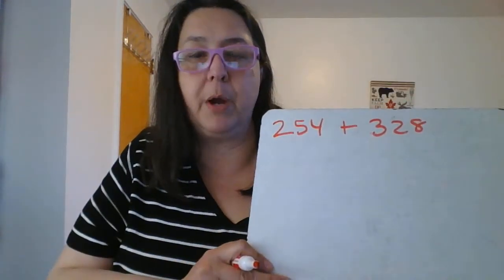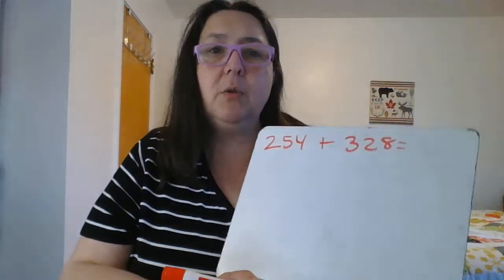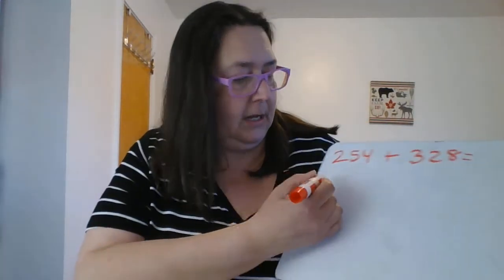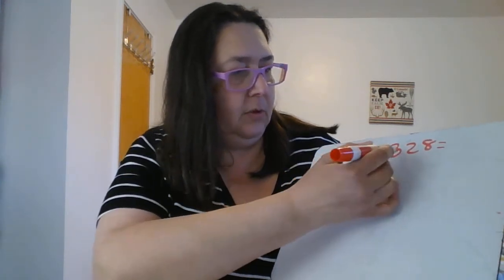All right, so let's talk about this question, and I want to show you a couple different ways that you can answer this question. One way is to make a number line. So I'm going to write 254 and 328. This was my math problem right here. Okay, so one way that you could start is if I start with the larger number, which is 328. If I do 328 plus, so I'm doing this number first, 254.